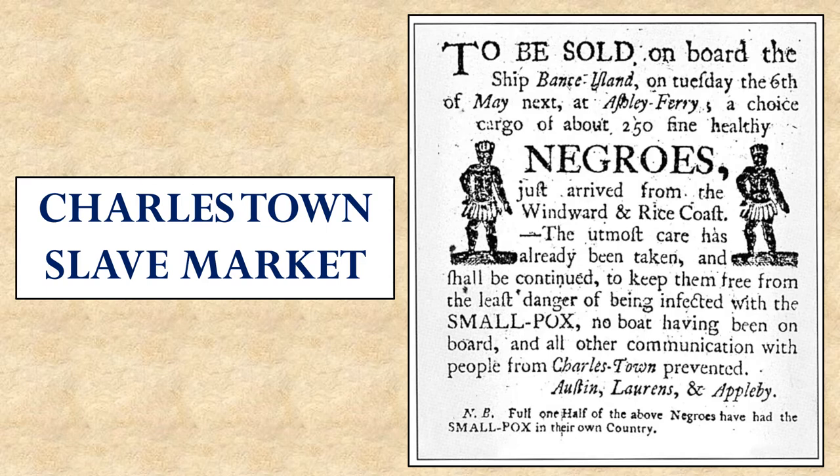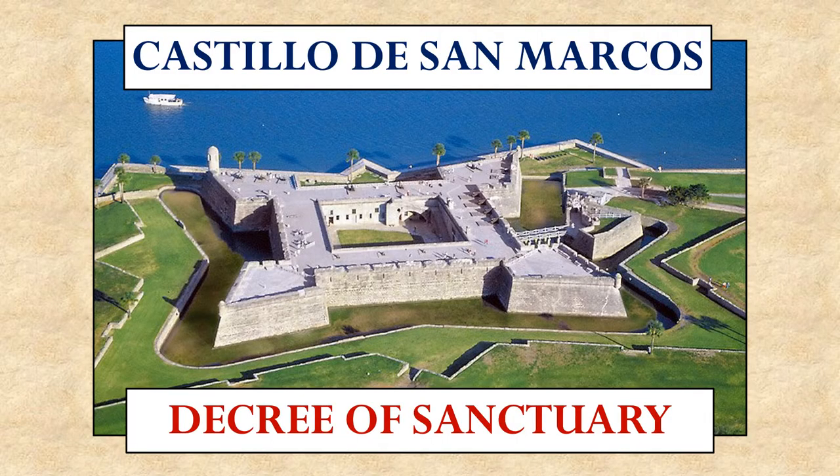The center of the slave trade in what would eventually be the United States of America was in Charlestown, which would eventually be Charleston, in what would eventually be South Carolina, but at this time was just the Carolinas. The Spanish were concerned about the growing British presence in the Carolinas. They had colonized Florida.